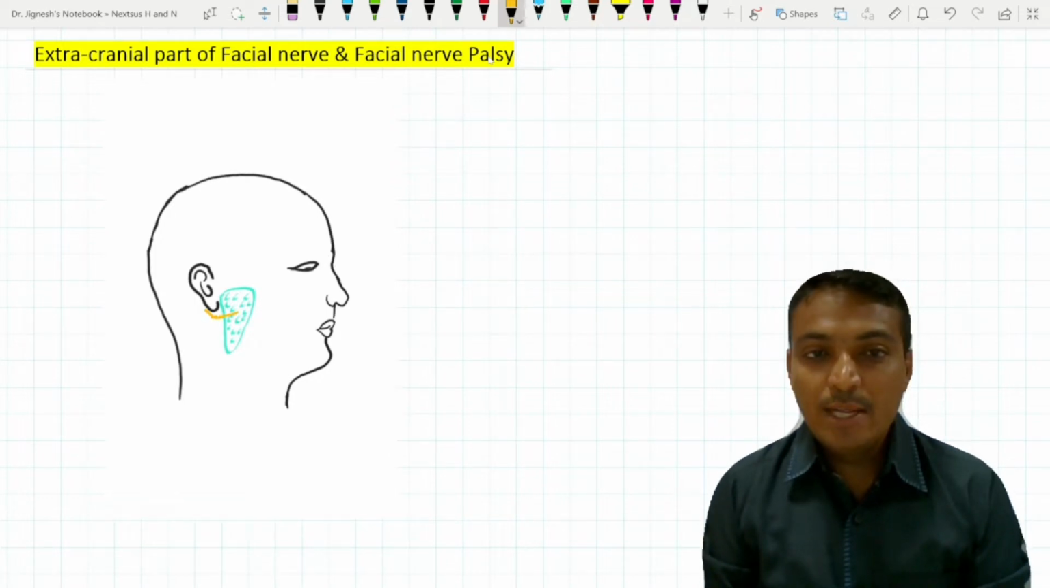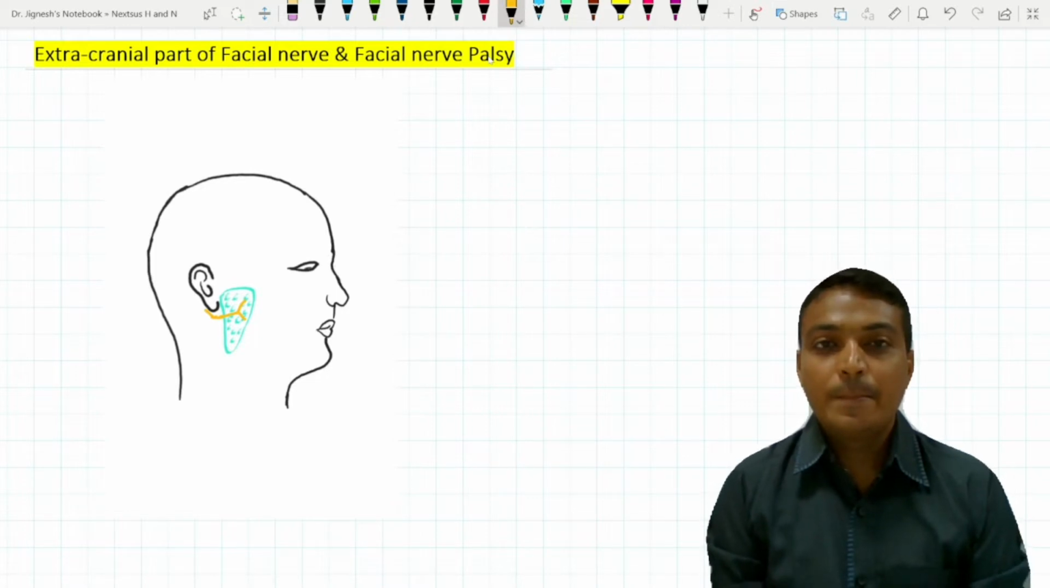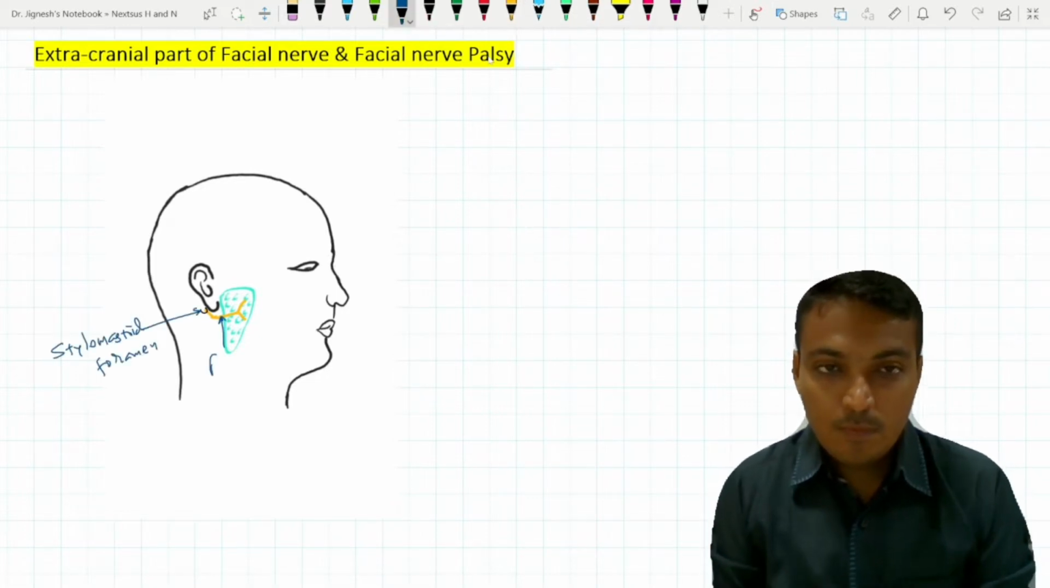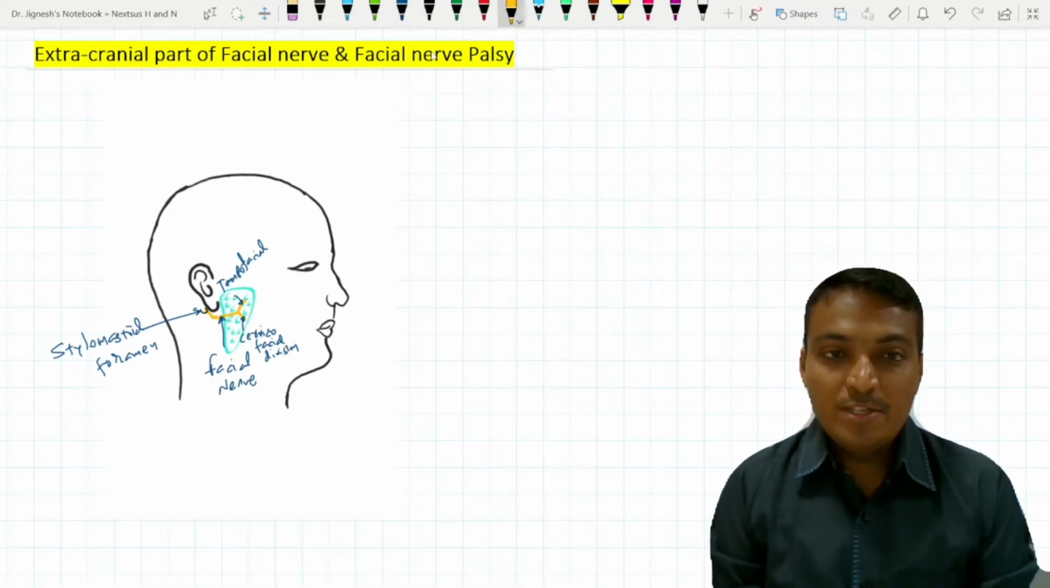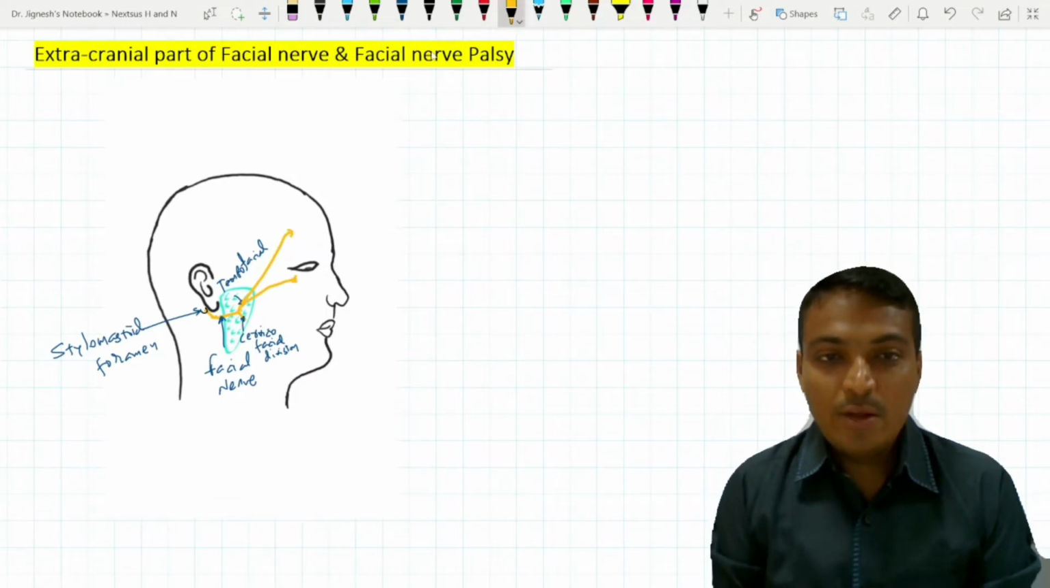It runs horizontally and further divides into two divisions, one temporofacial and one cervicofacial division. The upper division, that is temporofacial division, further divides into the temporal branch and the zygomatic branch, while the cervicofacial division is going to divide into the buccal branch, which is going to provide the upper buccal and one lower buccal branch. Along with that, it also gives one marginal mandibular nerve and one cervical branch.